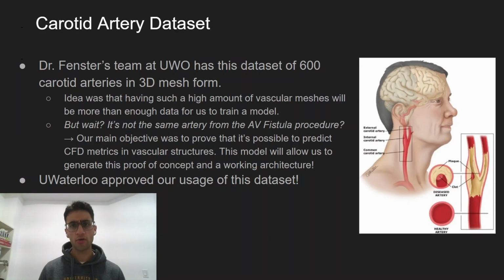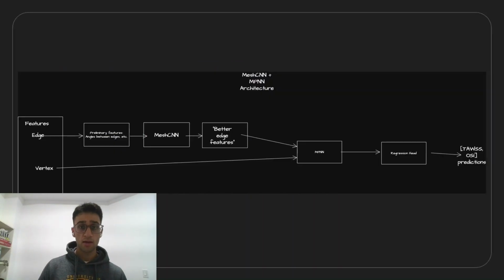So, this carotid artery dataset from the University of Western Ontario is a dataset of over 600 carotid arteries in 3D mesh form. The idea was that having such a high amount of vascular meshes will be more than enough data for us to train a model. But you might be wondering, wait, this is not the same data as the AV fistula procedure, and you're correct. But again, the main idea was just to prove that it's possible to build an ML model to predict CFD metrics. After we do this, we can work our way up to a different dataset and a different architecture. And an update from last time is that UWaterloo approved our usage of this dataset, which is a big W.